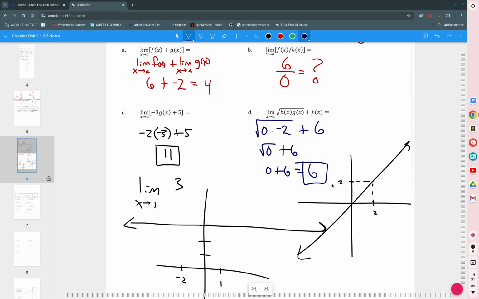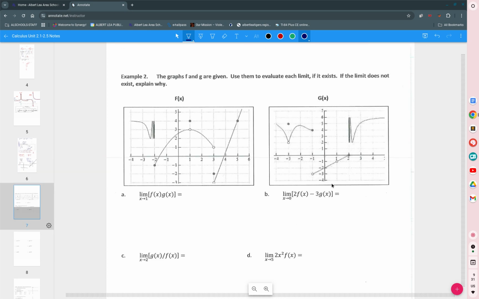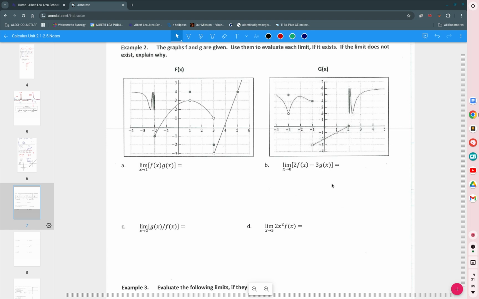Everybody get 6? Okay, super easy. Okay, flip it over this side. I like this example better, ties in what we were talking about with our graphs, and then moving into these expressions. So the graphs of f and g are given. Use them to evaluate each limit if the limit exists. If the limit does not exist, please make sure that you explain why.